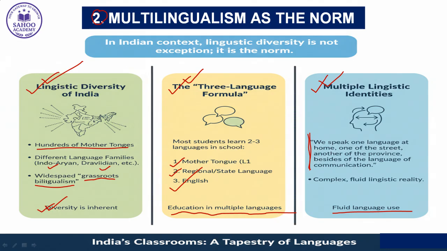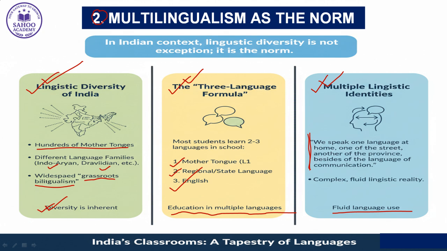Now let us discuss point 3, that is the fluid reality of multiple identities. Normally in our country, we speak one language at home, one language of the street, another of the province, besides the language of communication. We are also always translating from one language to another. This is not just about knowing different languages. It is about living with them. Our students do not have one single linguistic identity.